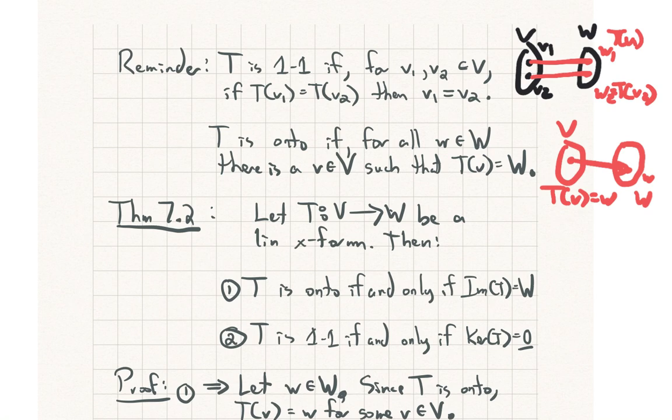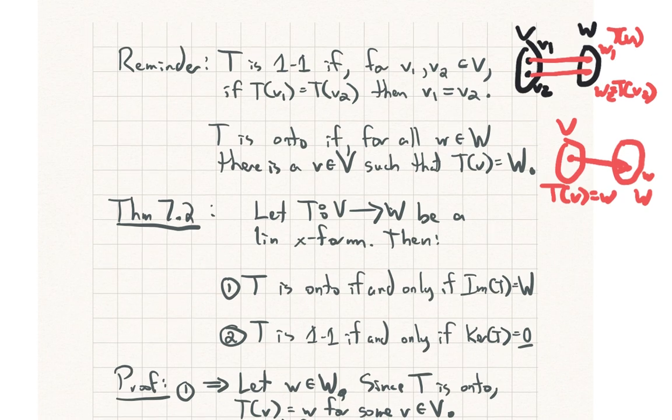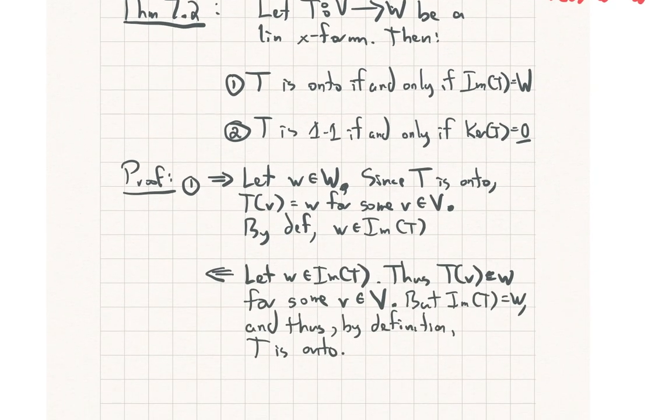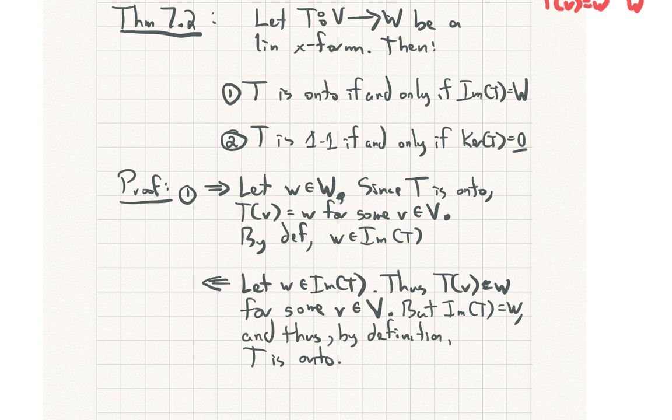So let's look at this. We'll prove the onto bit first. So this is an if and only if. So we need to show that if T is onto, then the image is everything, and the other way around. If the image is everything, then T is onto. So let's do that first direction here.